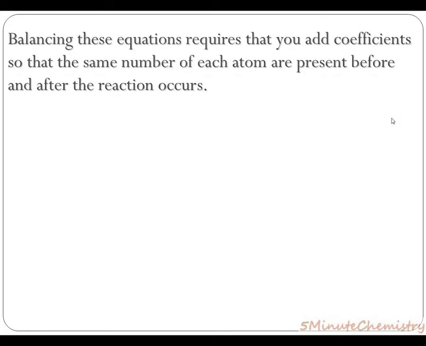Now, balancing these equations is necessary. If you consider the law of conservation of matter, it says whatever you have in the beginning, you're still going to have in the end. So our process is we're going to add coefficients, so we end up with the same number of each atom. That happens before the reaction. It's still going to be present after.